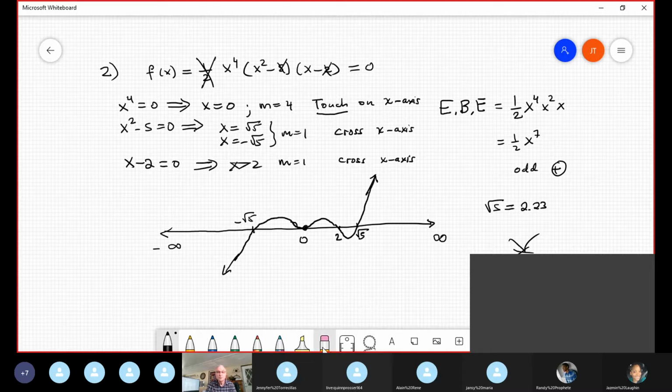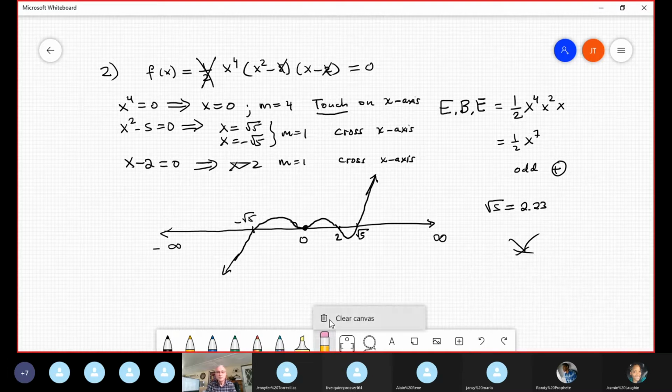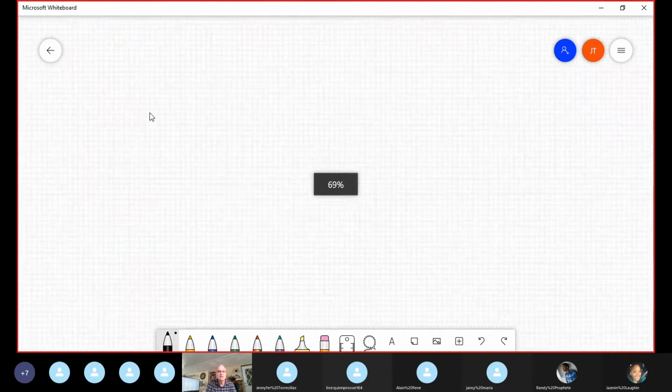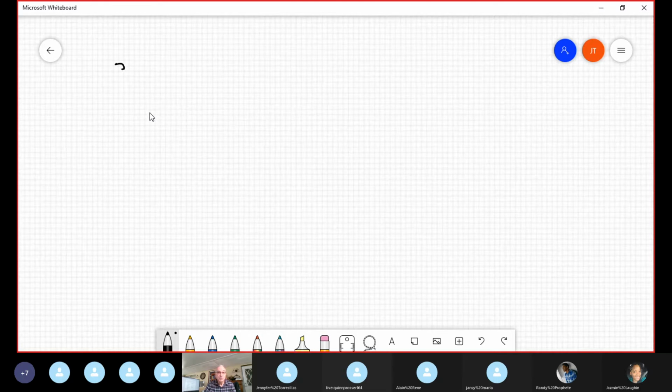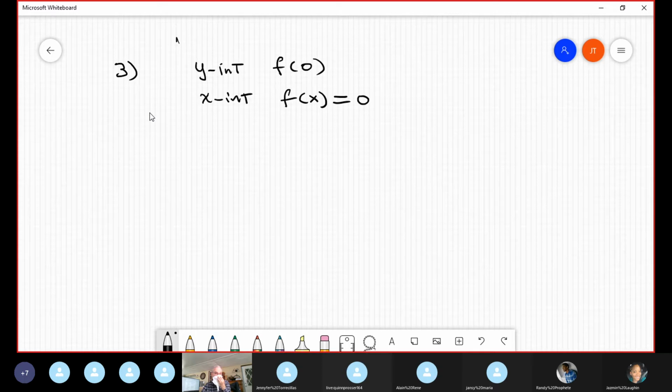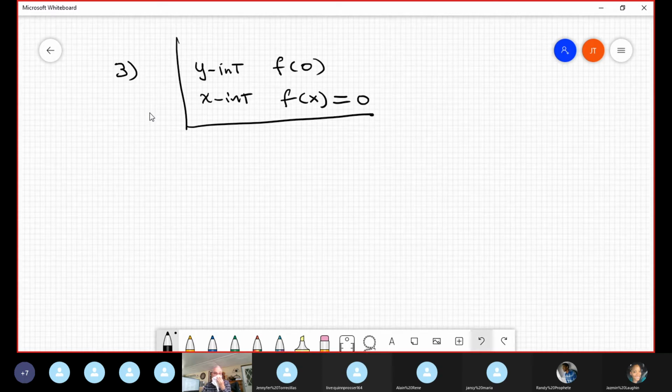Let's move on to number 3. Number 3 is different. Number 3 is find the x intercept and y intercept. This is super easy because you remember the formula. In order to find the y intercept, you evaluate the function at 0. In order to find the x intercept, you take the function, you force it to be 0, and you solve this equation. This is the formula.